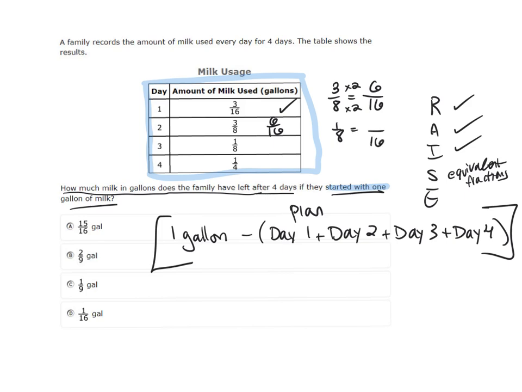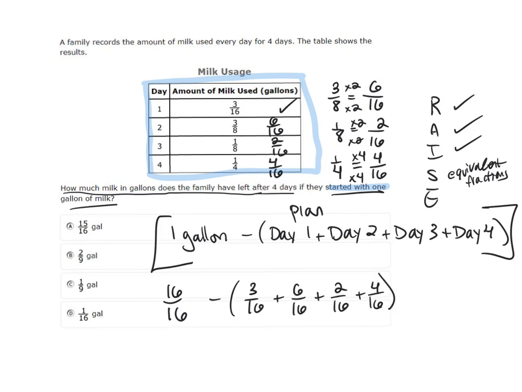1/8. We know we're multiplying times 2. That's going to be 2/16. Now what about 1/4? Okay, 4 times 4 is 16. So I'm going to multiply my numerator by 4, and I've got 4/16. Great, now let's substitute these values into our plan. I'm also going to rewrite 1 gallon as 16/16 because 16 over 16 is 1 whole. All right, so we're going to subtract. Day 1 was 3/16. Didn't have to change that one. Day 2 was 6/16. And so on.